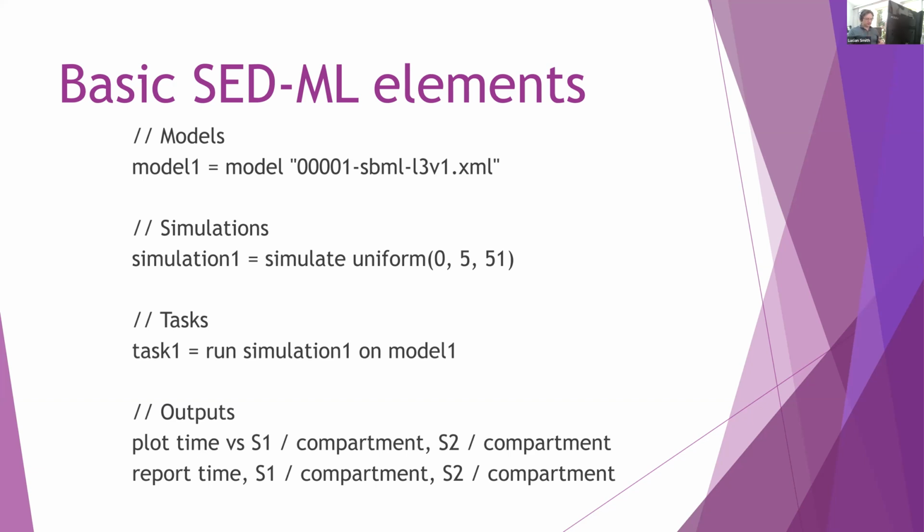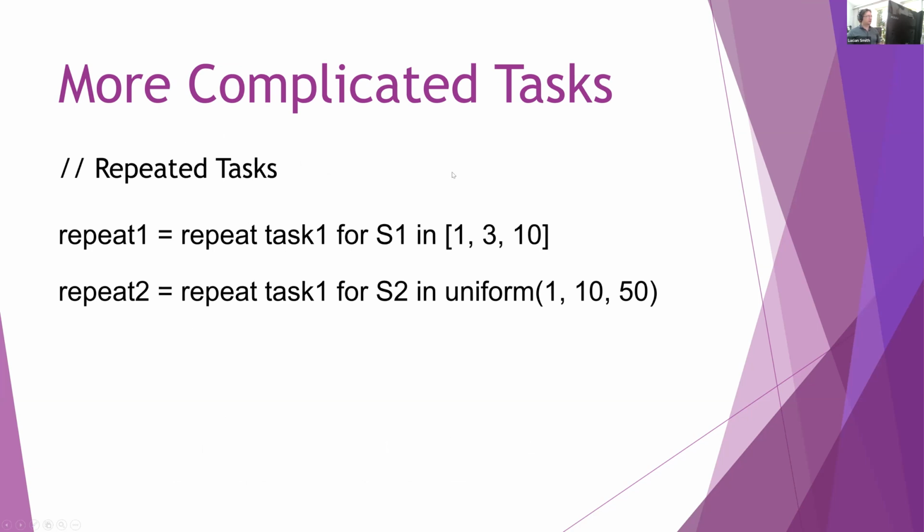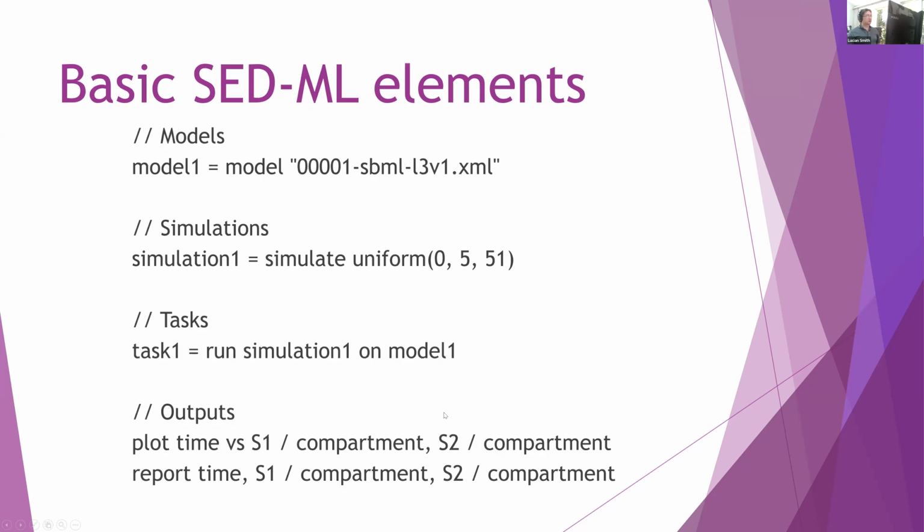And you can set values. So just like this, repeat this task for S1. You can set the value of S1. You can set parameters that way. You don't have to just set anything else. You can also set things in the original model itself. You can say model 2 is model 1, but S1 is 5. Cool, if you want to do things like that.